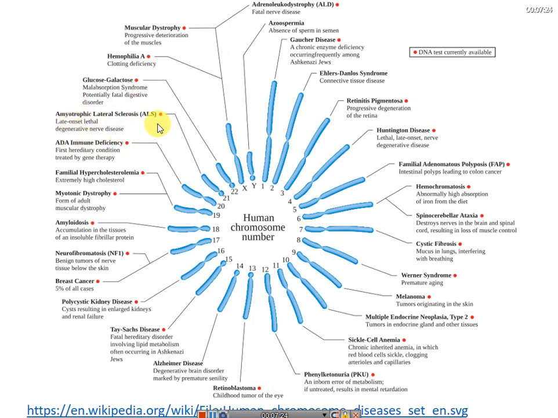Okay, so this is related with the abnormality in chromosome 21. And then we have glucose galactose, it's a malabsorption syndrome. Okay, it is potentially a fatal digestive disorder. Then we have hemophilia A, that is related to chromosome X. It results in clotting deficiency. Other disorders related to chromosome X are muscular dystrophy and adrenoleukodystrophy. Okay, that is again a fatal nerve disease.